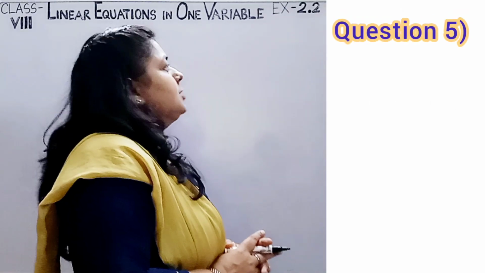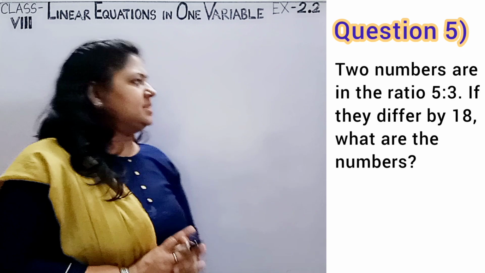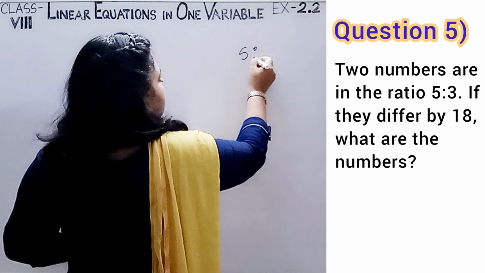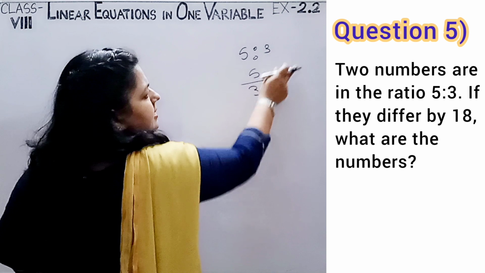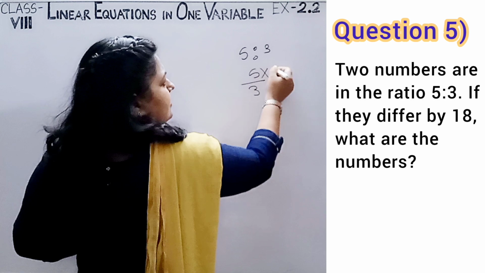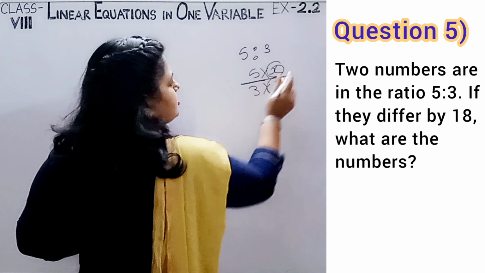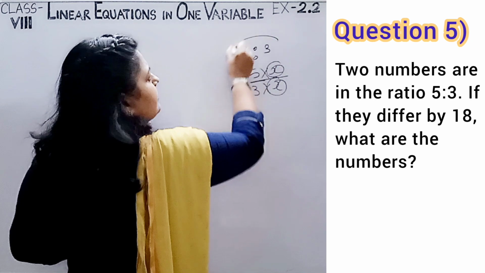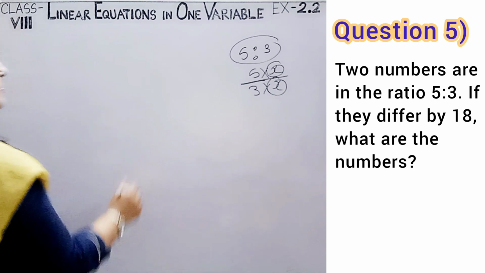Question number 5. Two numbers are in the ratio 5:3. If they differ by 18, what are the numbers? In our question, the ratio is 5:3. And this 5:3 is the simplest form of these two numbers which we have to find out in the question. It means we had some number which was common. It means x is the common factor. So after reducing these numbers, we get 5/3, and it is ultimately 5:3.